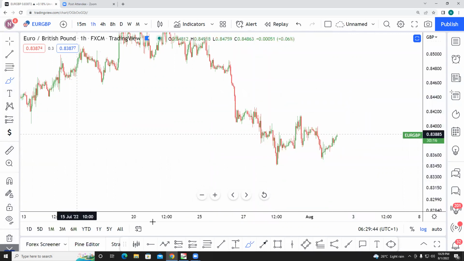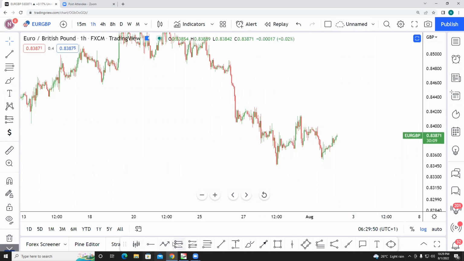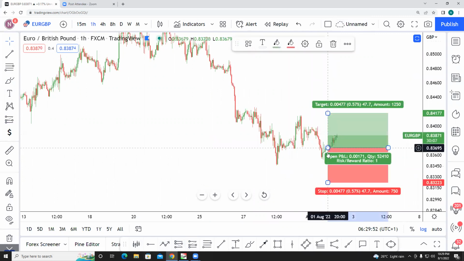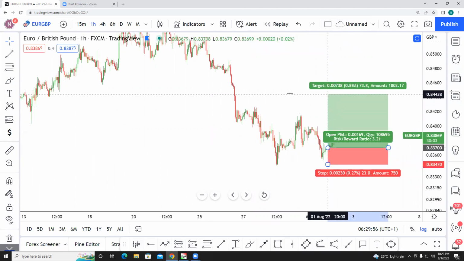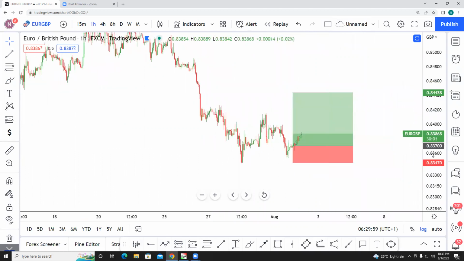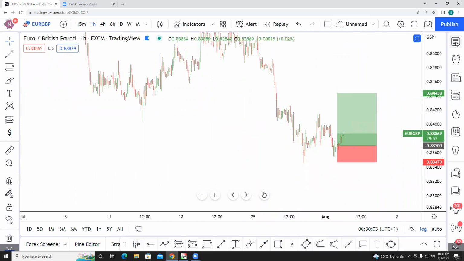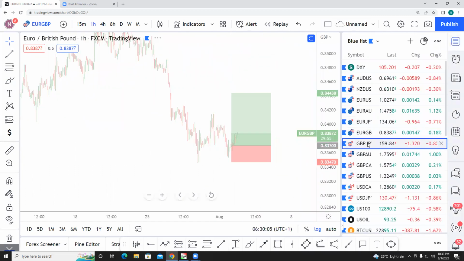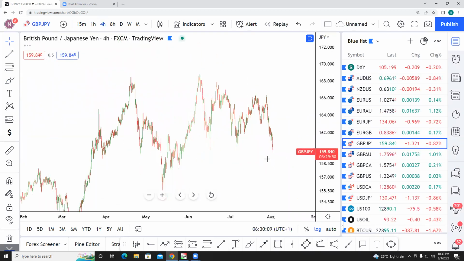So we're already in the buy of this particular one at this level. Stop loss here. We'll take it to this place in the signal channel. We're already in the buy. Okay, let's see how it plays out. And that is Euro GBP, guys, 4 hours.